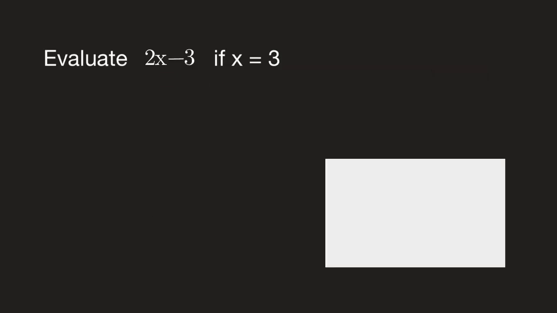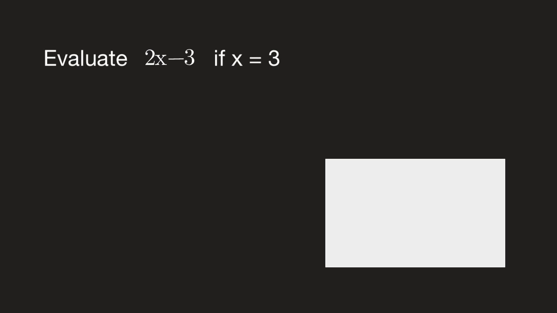Okay, first things first. This is a type of problem you guys have seen before, okay? Evaluate 2x minus 3 if x equals 3. What is this telling me to do? 2 times x minus 3. So if x is equal to 3, what am I doing? 2 times 3 minus 3.